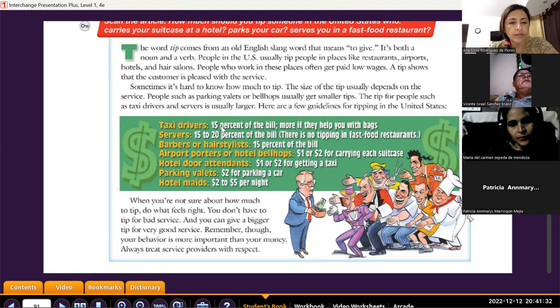Okay, sometimes it's hard to know how much to tip. The type of tip usually depends on the service. People such as the parking bell, or parking bearers, or usually get smaller tips. The tip for people such as a taxi drivers and servers is usually larger. Here are few guidelines for tipping on the United States.